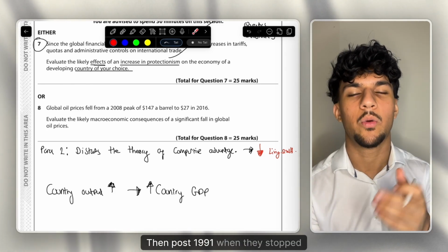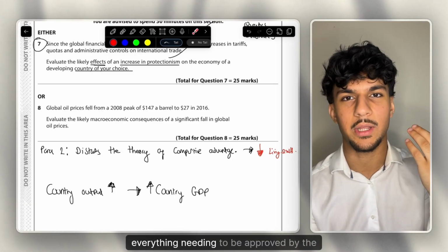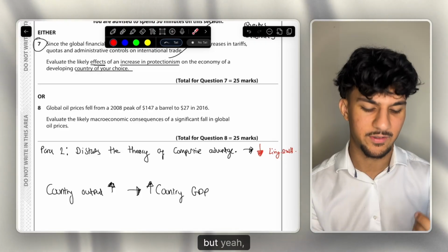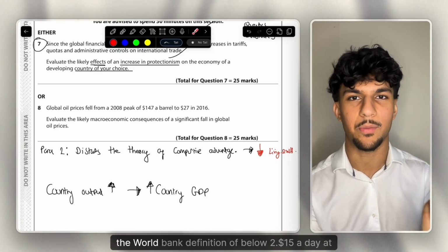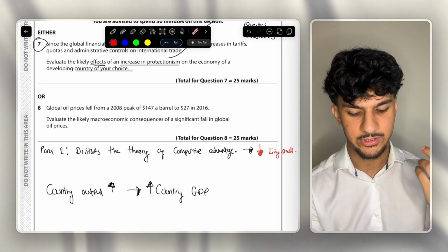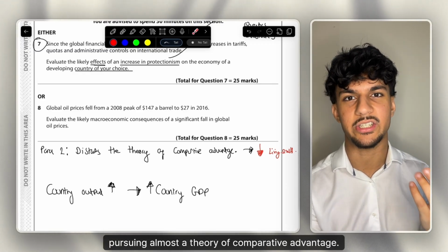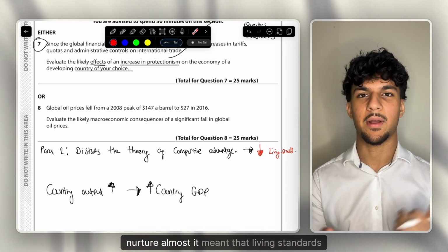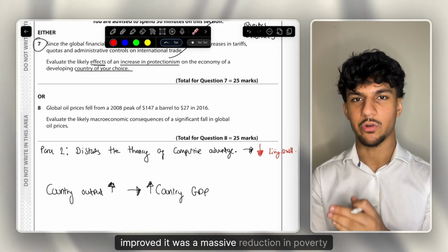Then post-1991, when they stopped protectionist policies, when they stopped stupid things like everything needing to be approved by the government, it was basically a bit of a non-democracy. But then post-1991, poverty rates in India, according to the World Bank definition of below $2.15 a day at purchasing power parities, are only 10%. So it really shows that by them pursuing almost a theory of comparative advantage, by allowing the theory of comparative advantage to nurture almost, living standards improved. And with living standards improving, we saw a massive reduction in poverty rates.